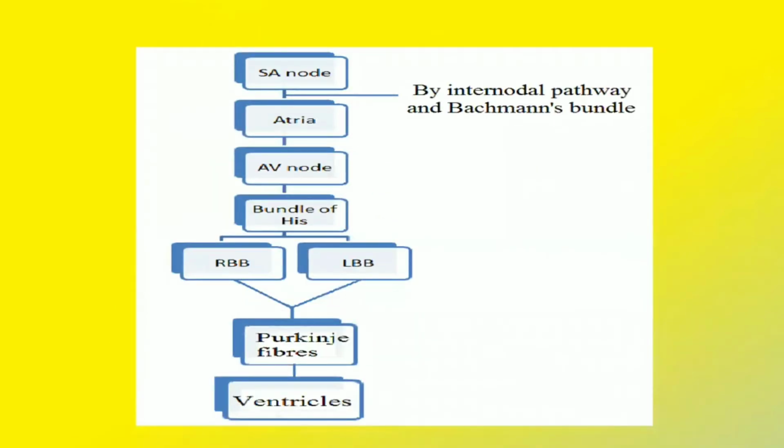Then along the left and right bundle branches, finally into the ventricular muscles through the Purkinje fibers, causing ventricular depolarization. First, the ventricular septum is activated, followed by the endocardium, and finally the epicardium. So this is the sequence of impulse formation and conduction.